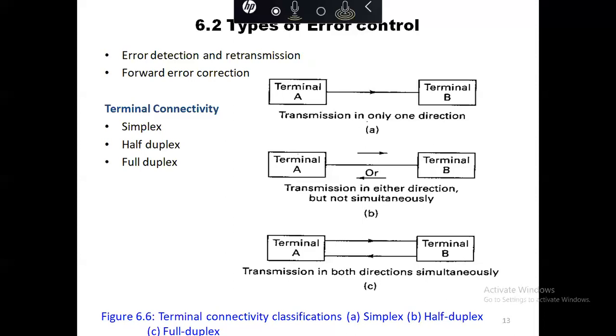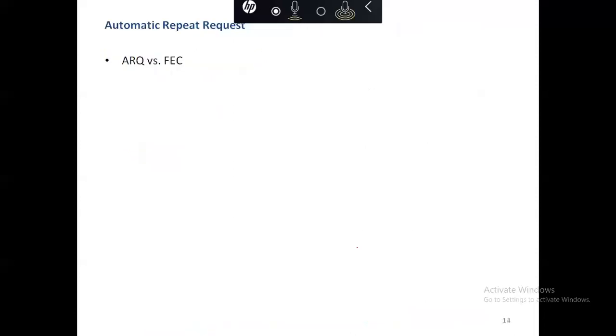One way is that we have one-way communication, and one way we have two-way communication with one pair. So either in one direction, this is half duplex, or simultaneously both-way communication over two pairs is full duplex. So these are the types of communication, and now we study the error control mechanisms. One is automatic repeat request, and one is forward error correction.